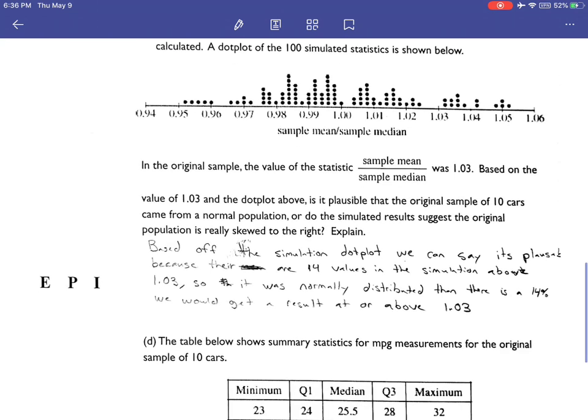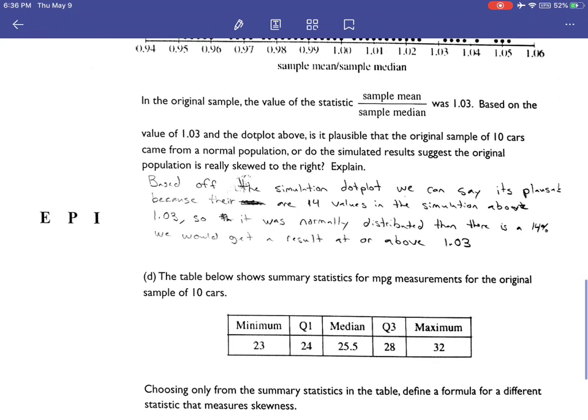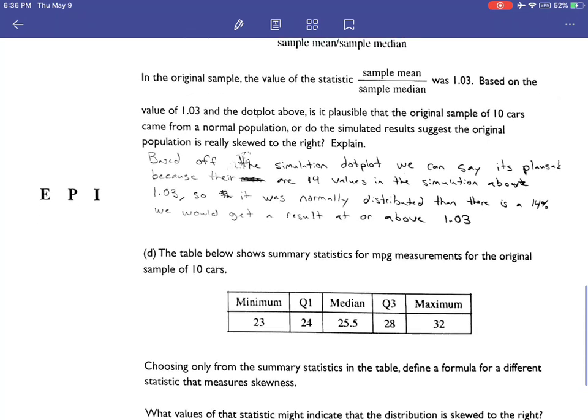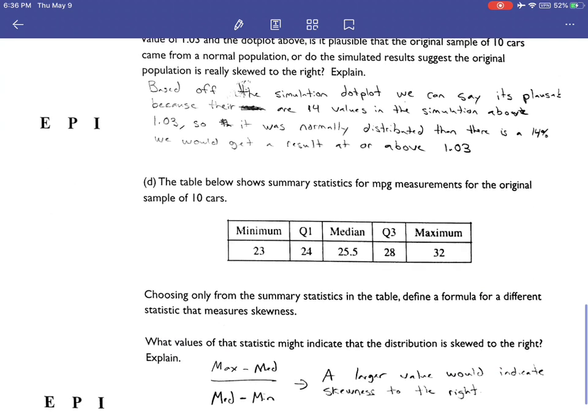So based off the simulation dot plot, we can say that it's plausible because there are 14 values in the simulation above 1.03, so it's plausibly normally distributed. That is a 14% chance that we would get a result at or above 1.03. Notice how here I wanted to save some time, so I just crossed out a couple things. That's totally fine. You're not going to lose points for crossing stuff out if you don't want to worry about erasing it. Just make sure it's clear. As long as they can read what you're saying, and it's clear to them, you're going to get your points.